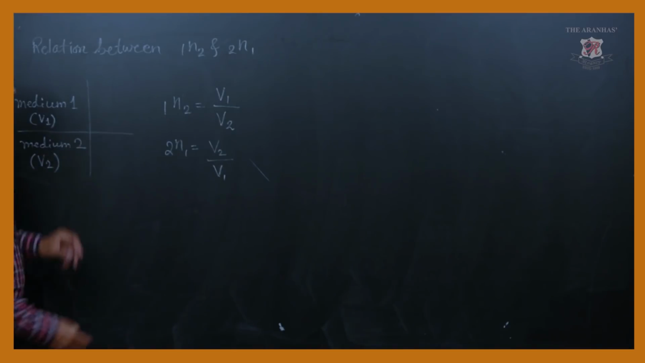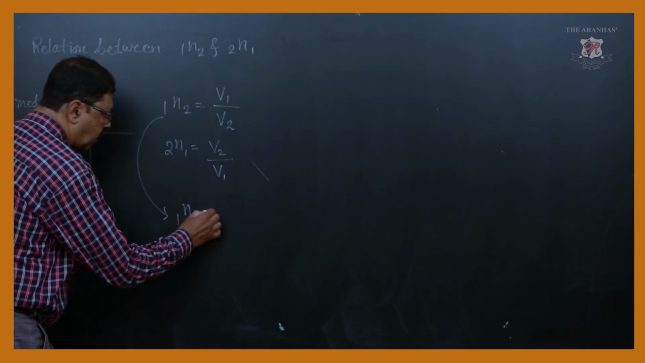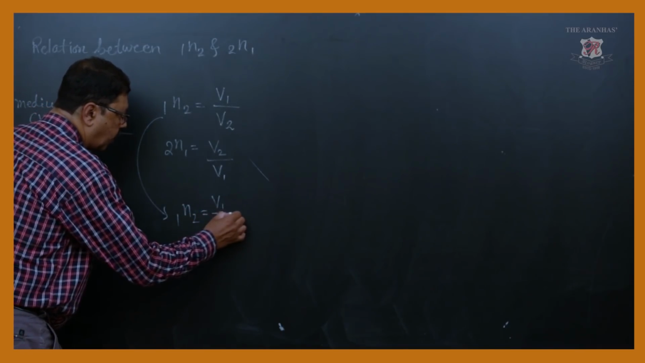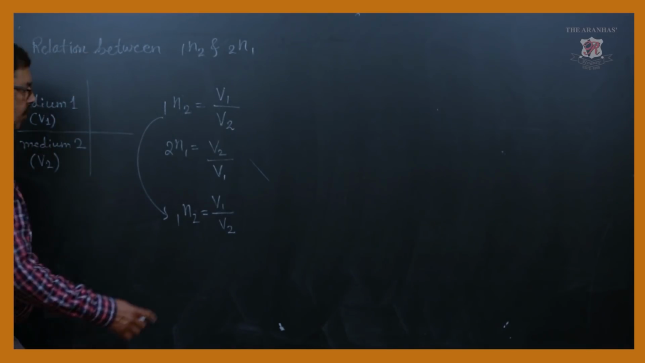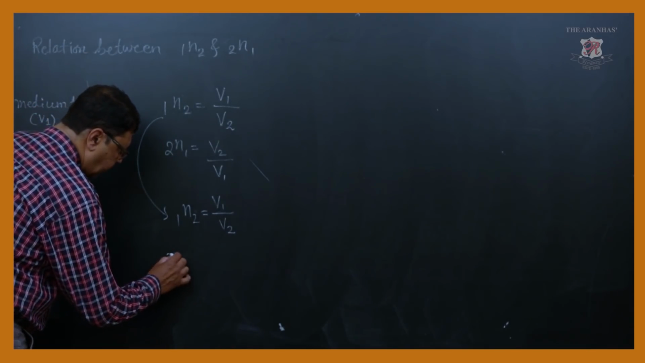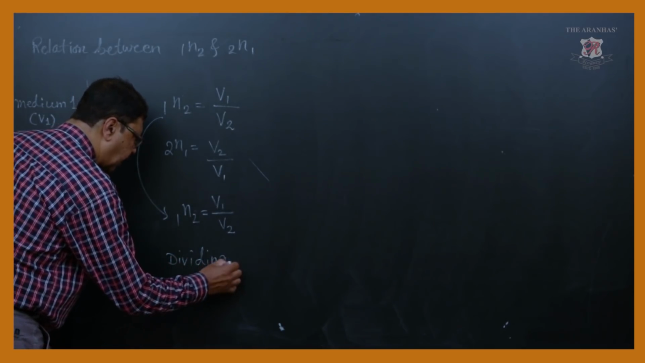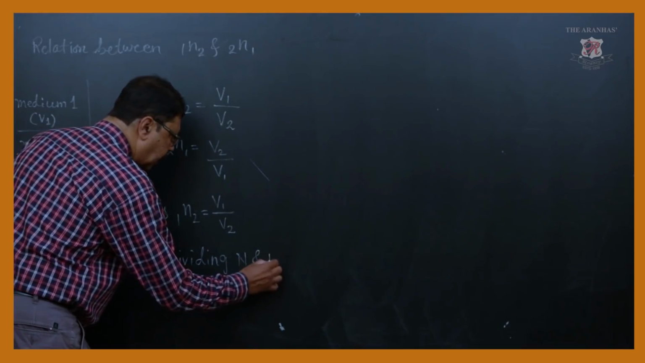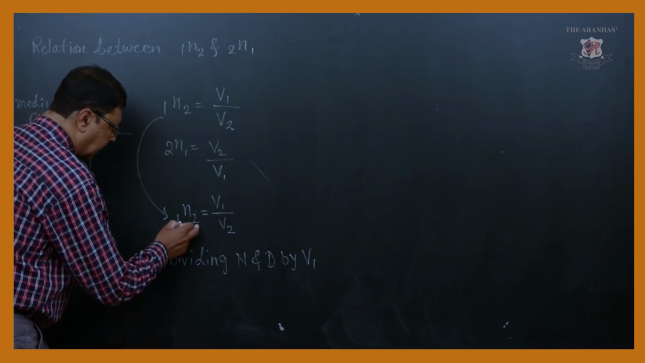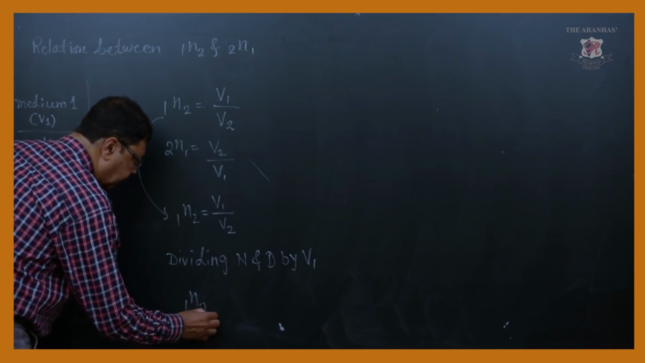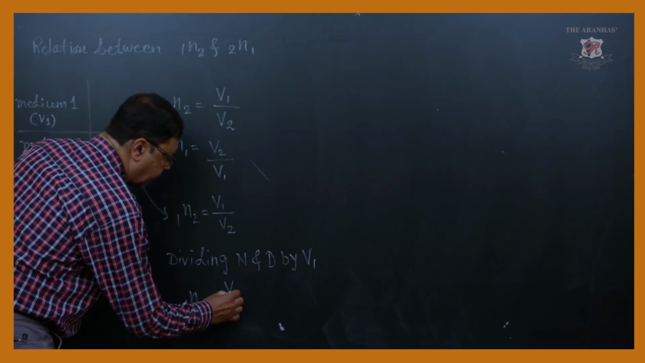Next part, I will start with this 1n2 equal to v1 upon v2. If I divide the numerator as well as the denominator by v1, it is not going to make a difference. What you get is 1n2, left hand side is not going to change. Numerator I am dividing by v1.